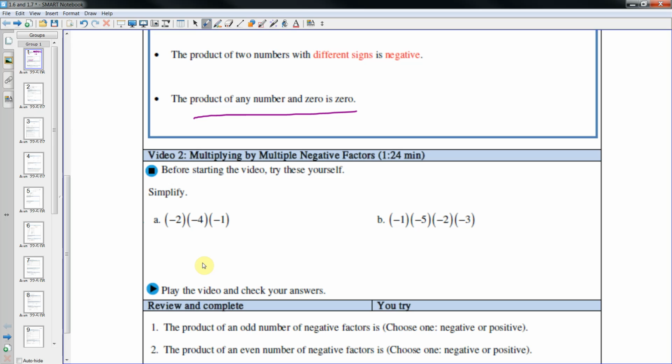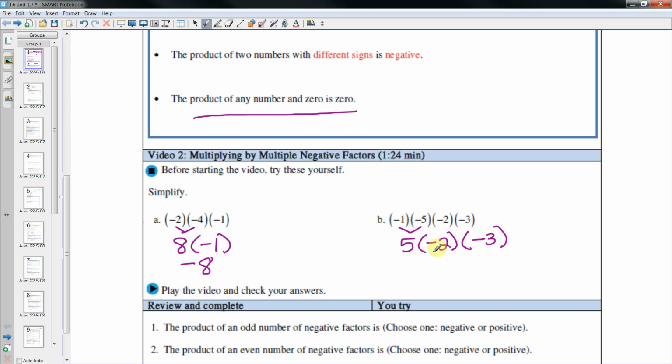So when you're doing these and you have a long line of them, I just take them 2 at a time. Negative 2 times negative 4 is going to give me positive 8. Negative times a negative is a positive. Positive 8 times a negative 1 gives me negative 8 because they're opposite signs. Here I've got negative 1 times negative 5. That gives me positive 5.